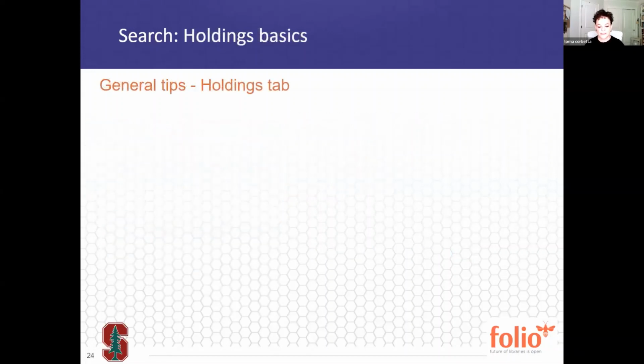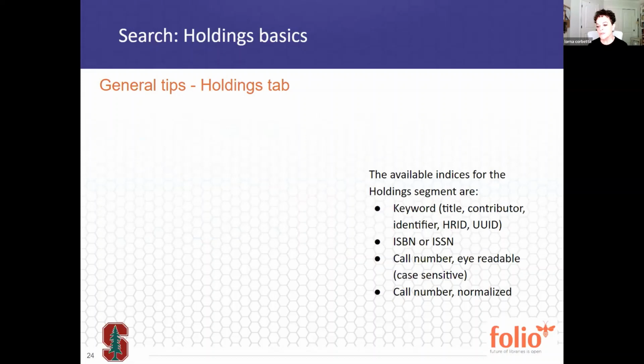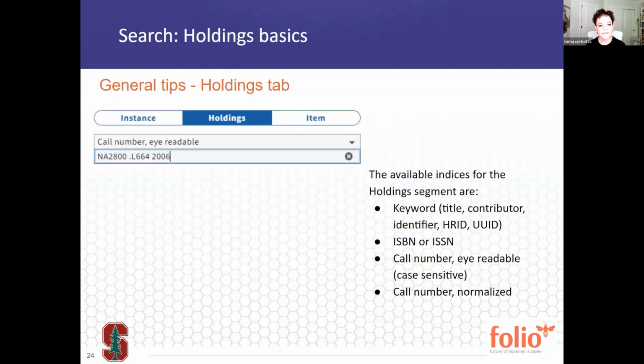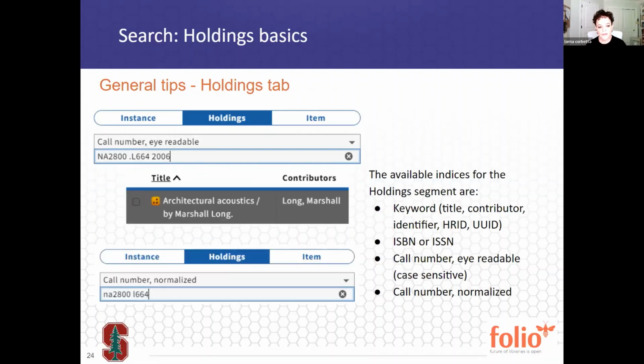So let's go to the Holdings tab. As Laszlo had shown, all of the indexes are different for each tab. Keyword is always at the top. This one has ISBN, ISSN, call number, readable. Now note, that's case sensitive. And call number normalized, you can type, well, not any old thing, but lowercase, no punctuation. So here I've typed in the exact call number, and I do get this result. And then I can type it in lowercase, without punctuation, without even the year, and I still get the same result. So pretty basic.